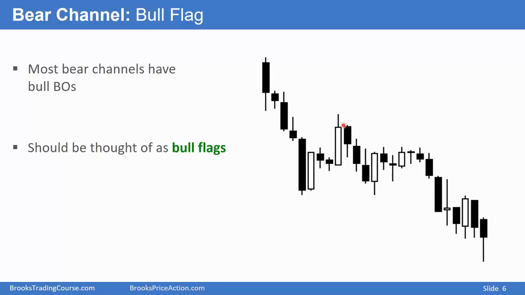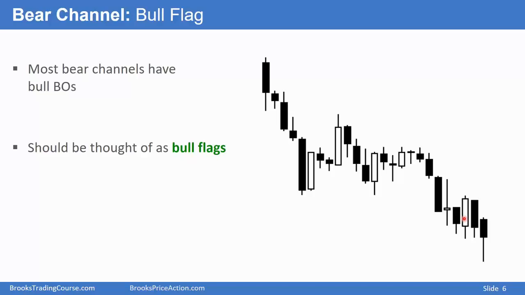Most bear channels, here's a bear channel. We have a bear breakout, a spike, and then a pullback. That's the start of a channel. Most bear channels have bull breakouts. And therefore, even if the market is in a bear trend, and a bear channel is a bear trend, traders should look at bear channels and see them as bull flags because most have a bull breakout.